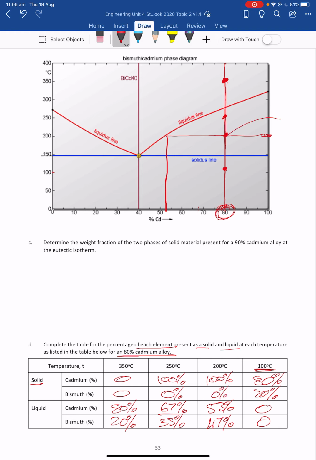Because again, at this point, we're still at liquid. We've got larger particles of cadmium forming. All right? And that's your finished diagram.